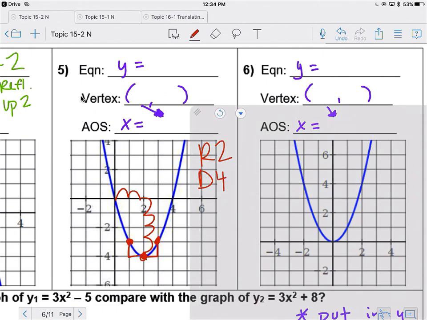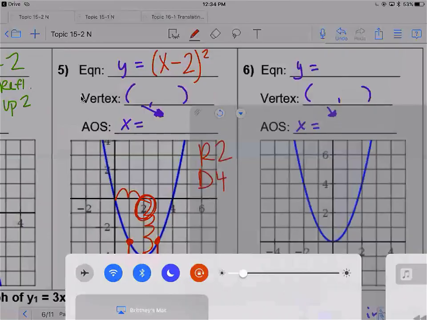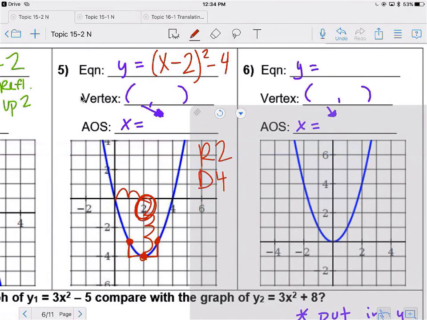So for my equation to go to the right, I need parentheses. I normally would do a positive 2 because it moves to the right, but anything inside the parentheses is always the opposite. And then to go down 4, I would put a minus 4 because down is the same. It's just the left or the right that are the opposites.